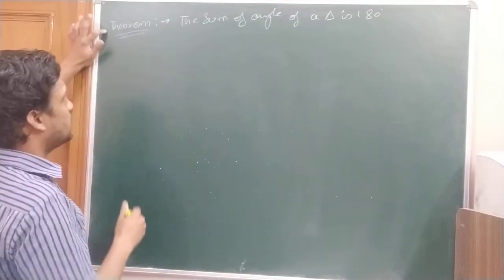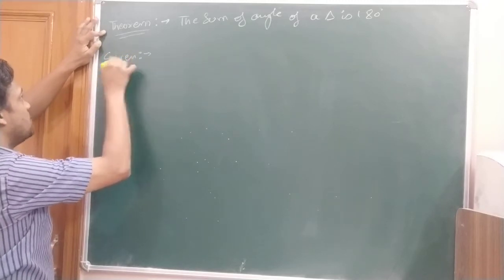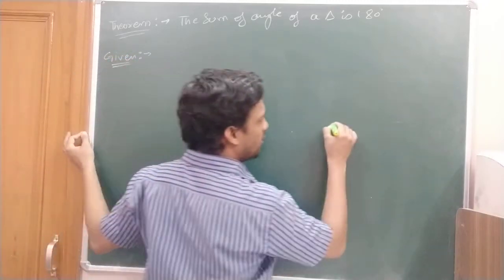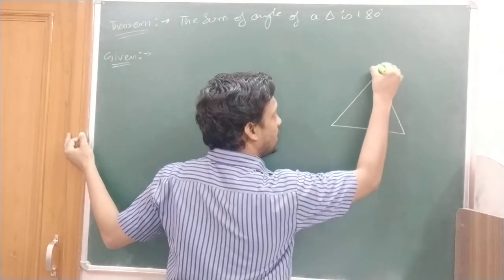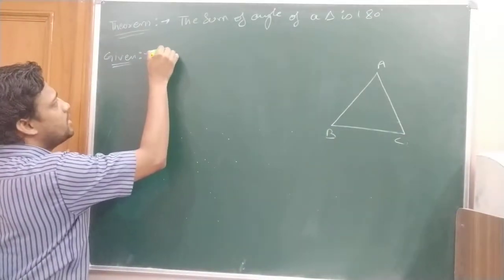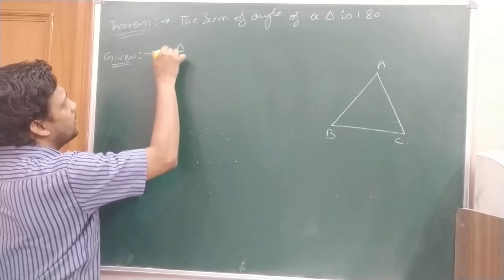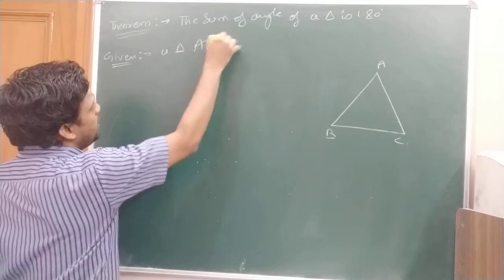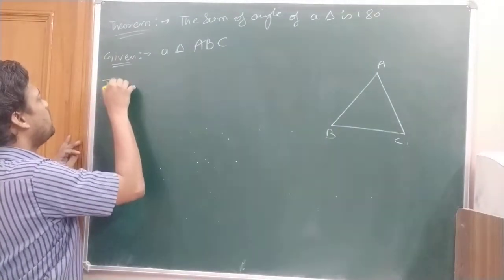So first of all, write the theorem. We have already written it, now given. Obviously the diagram is not given, you have to make that diagram. First of all, make a triangle. Let a triangle be ABC. It means triangle ABC is given. Now you have to prove what you have to prove.